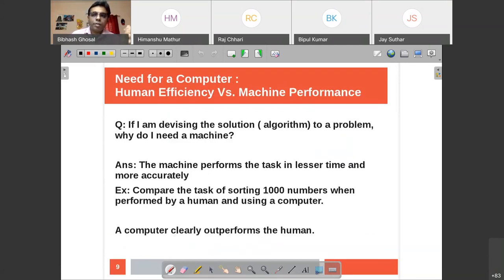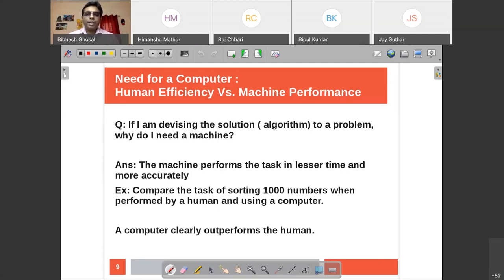So the need is because there is a gap between human efficiency and machine performance. The question that I am proposing is, if I am devising the solution, why do I need a machine? Well, the answer is, I need a machine because the machine can perform the same task that I would have to do in less time and to some extent more accurately.